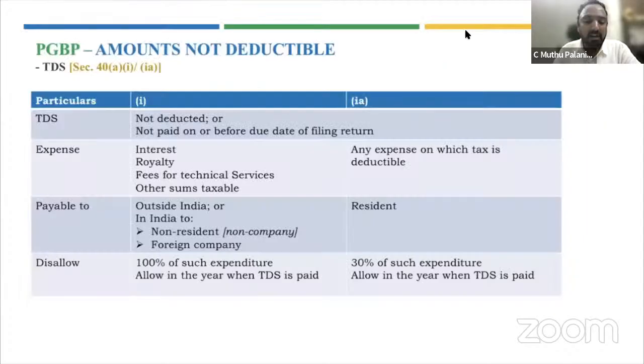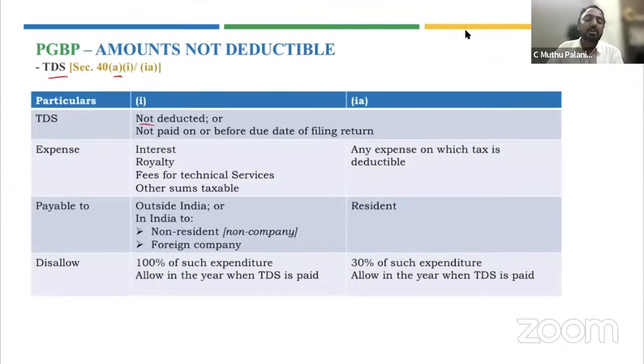So what is section 40? We'll start with the first concept of TDS disallowance under section 40. That is covered under section 40 clause A. So there is a section 40A. This is section 40 clause A. So it's basically for TDS. So when you have not deducted, what is TDS?